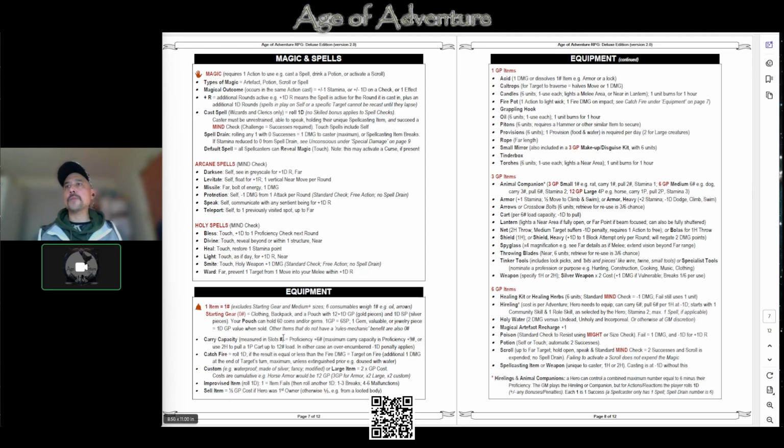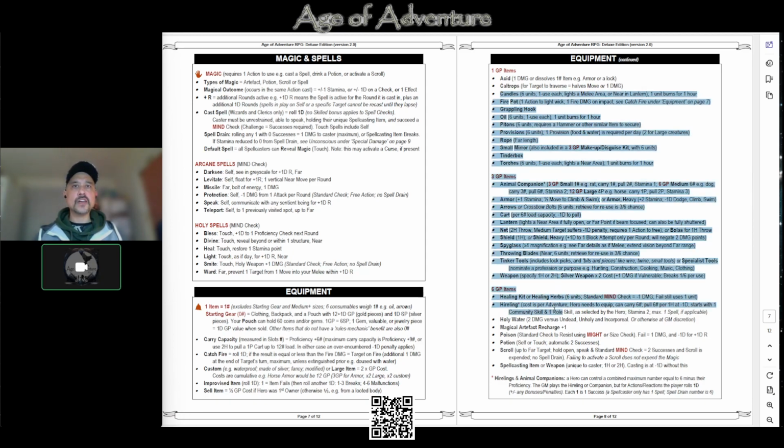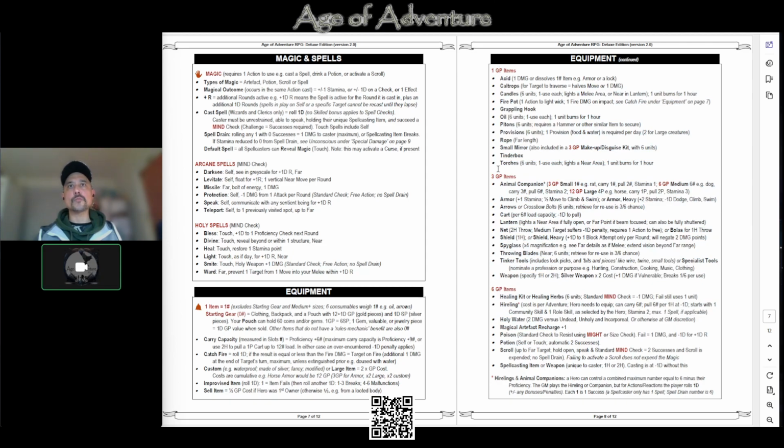Equipment, we've got 1.5 pages on equipment. Aside from the fact that we've got a whole list of equipment here, from 1 gold piece, 3 gold piece, 6 gold piece value, the thing I probably will highlight with Age of Adventure, again, not unique to role-playing games, especially old school ones, is that it uses a slot system. So here you'll see that the carry capacity of heroes is their proficiency number plus 6. So with our Elven Archer, with a proficiency of 4, they have 10 slots, so they can carry 10 items.